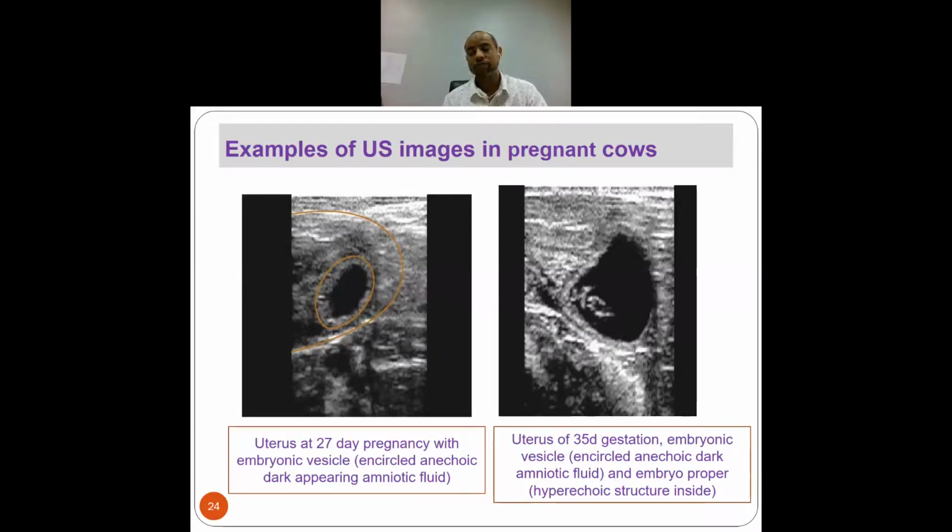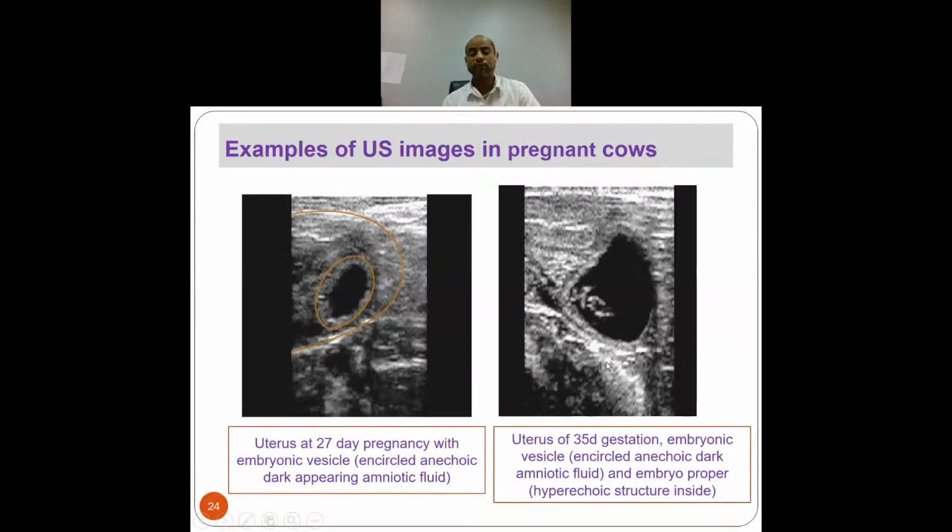So fluid content of a given structure appears as dark when using ultrasound. This is one of the important things you need to remember when you want to interpret the image. And we refer to that as an anechoic structure when it becomes dark with no echogenicity. So this is an anechoic dark space visible at day 27, but the embryo proper is not really that visible, even though we refer to this as the embryonic vesicle.